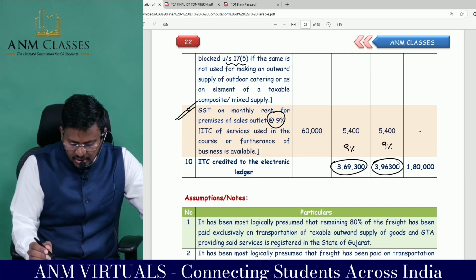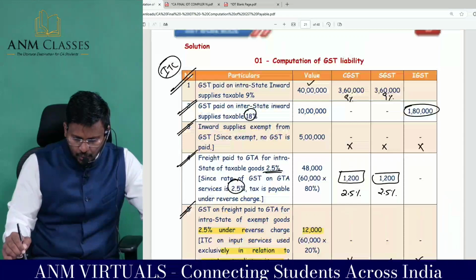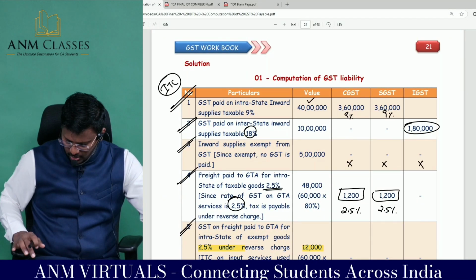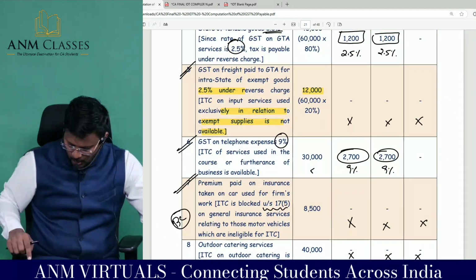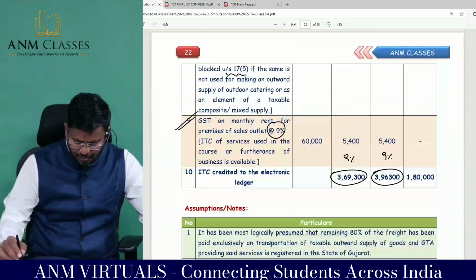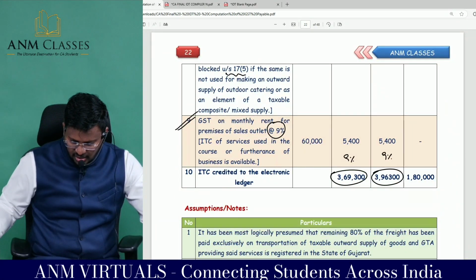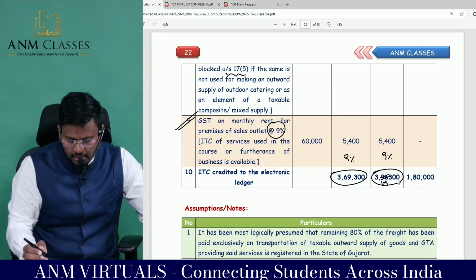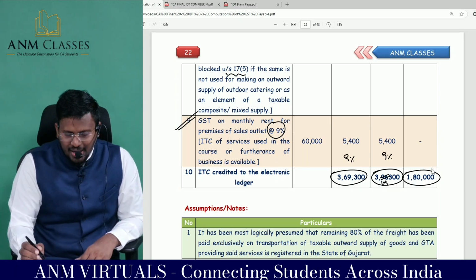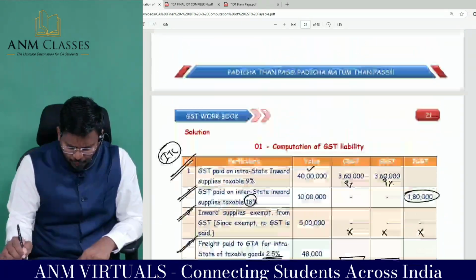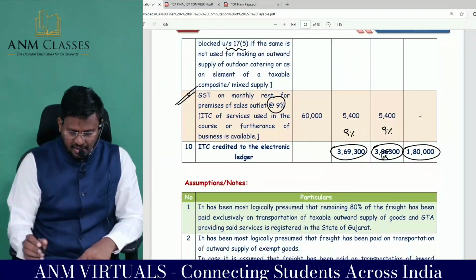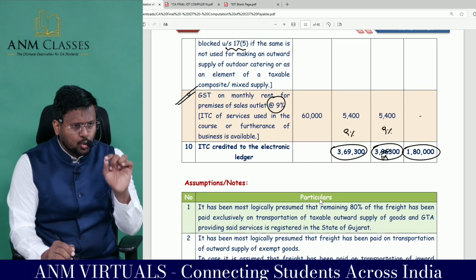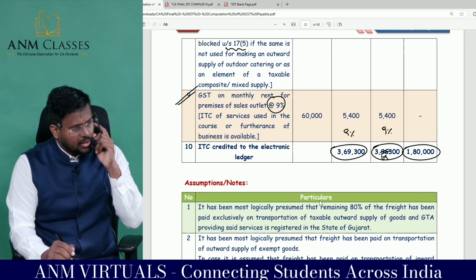3,69,300, 3 lakh, one second, we have to add 3,60,000 plus 1,200 plus 2,700 plus 5,400 comes to 3,69,300. Here also it should be 3,69,300 and 1,80,000. There is no difference, no? All credits are the same. All right. It's just a jumbling of numbers. So 1,80,000: this is the amount that is going to be credited to the electronic credit ledger.